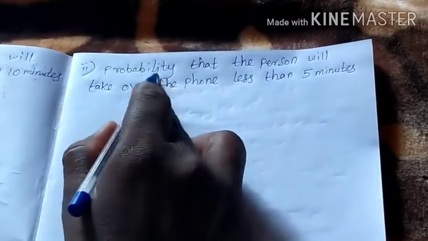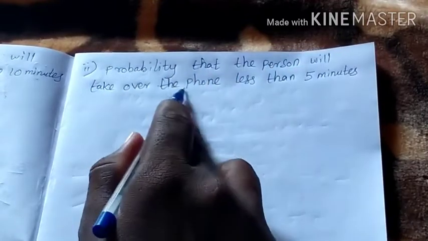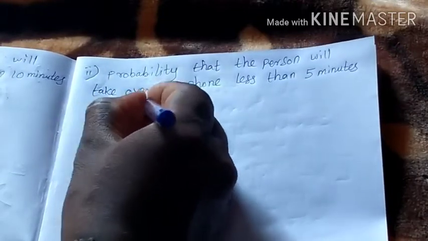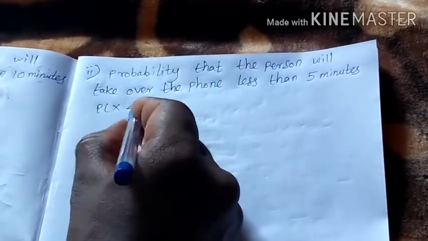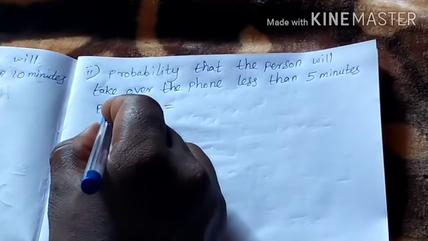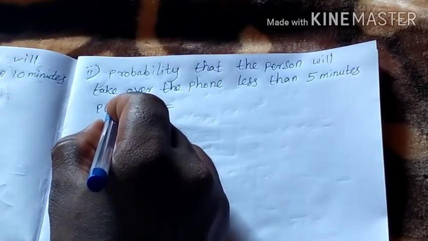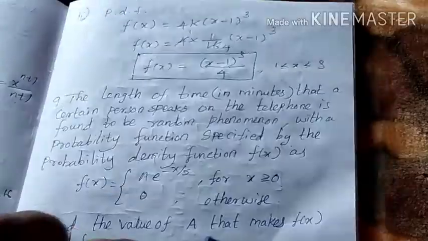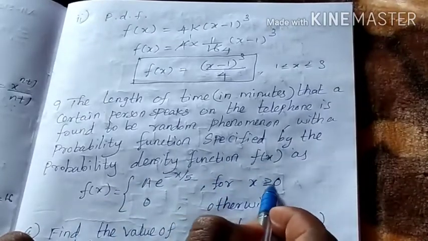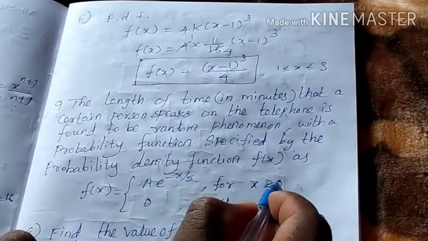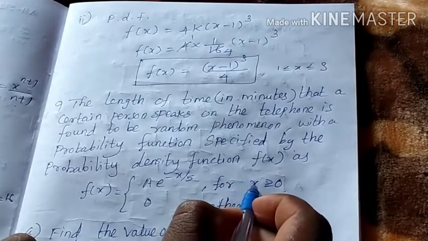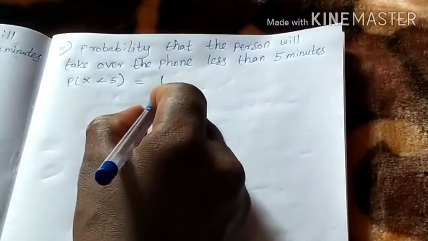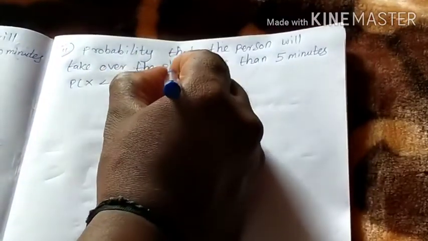Okay, the second subdivision: probability that the person will talk over the phone less than 5 minutes. That is, P of X is less than 5. So now 5 is the greatest value, so upper limit is given, the lower limit is not given. Okay, the lower limit is already known from the question: the function for x is greater than or equal to 0. The lower limit is 0. Upper limit is only not defined. The lower limit is always 0. Okay, so here lower limit is 0, the upper limit is 5.